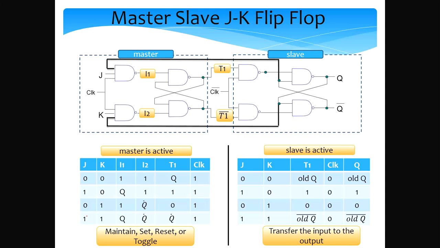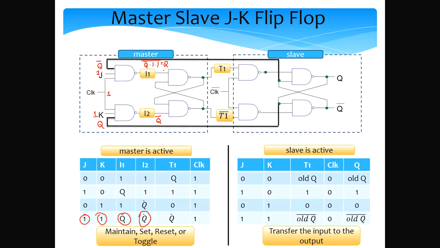So if J is 1 and K is 1, what do we have? We have the clock to be 1, J is 1 and K is 1. Alright, so the value at this point is Q complement and the value at this point is Q. So the value of I1 is essentially Q complement and 1, the entire thing complemented, which is equal to Q. Right, so the value of I1 is equal to Q and the value of I2 is essentially Q complement, which is Q bar.